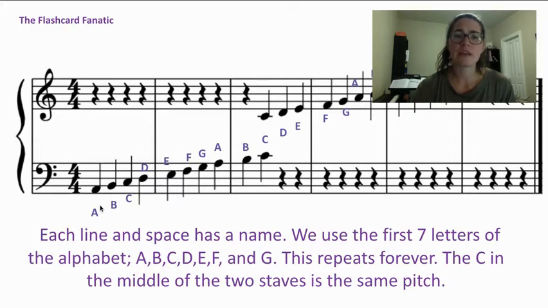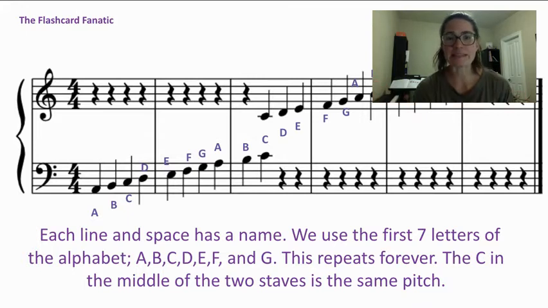So if you notice, I said it goes in alphabetical order going from low to high, but it also goes in reverse alphabetical order going from high to low. So G, F, E, D, C, B, A. So it's really important, and this is something you should practice, being able to say those first 7 letters of the alphabet forward and backward.